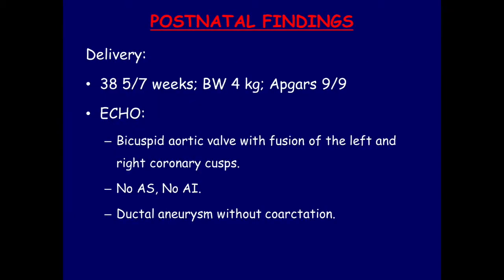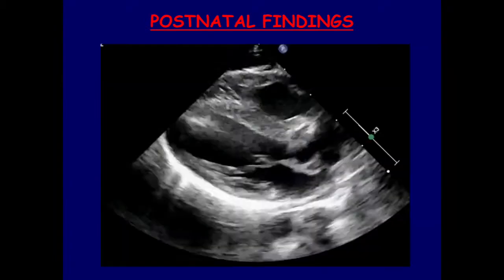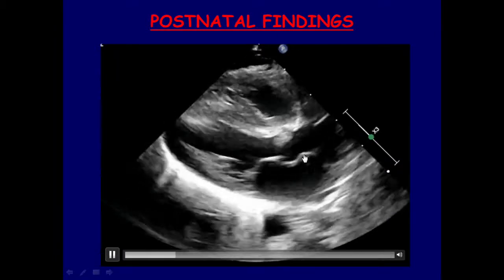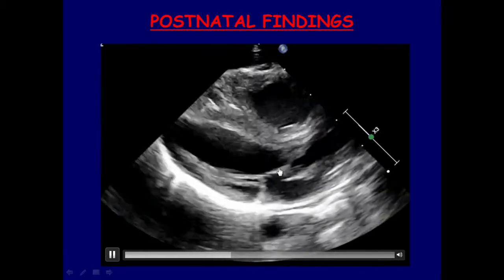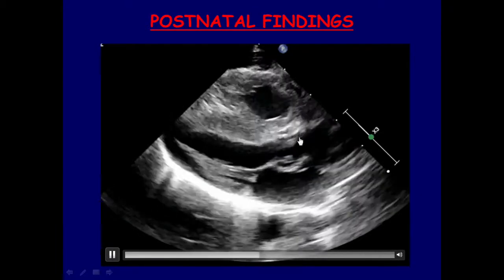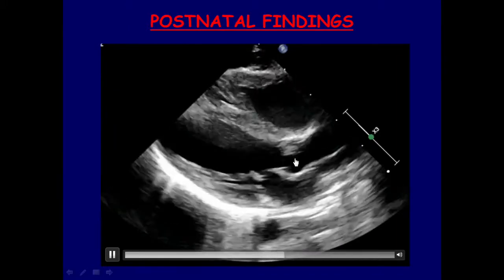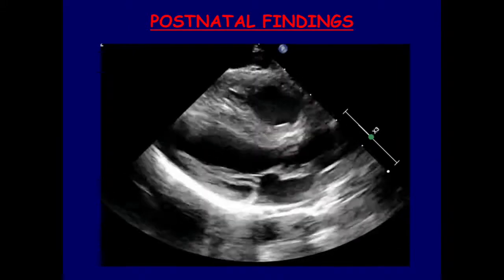So the baby was born at term, and our diagnosis was confirmed by postnatal echocardiography. It was a bicuspid aortic valve secondary to the fusion of the left and right coronary cusps, and there was no evidence of significant aortic stenosis or aortic arch abnormalities. So this is a parasternal view demonstrating the aortic root and the aortomitral continuation, and you can see that even postnatally the leaflets are thickened and the valve looks a little bit unusual.